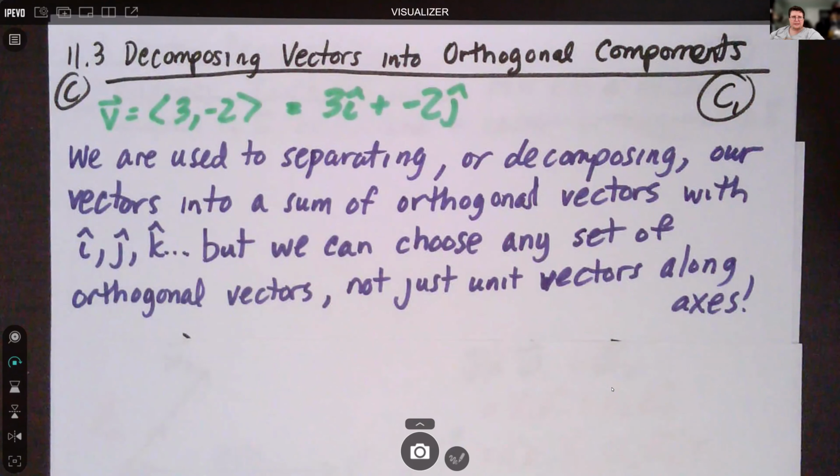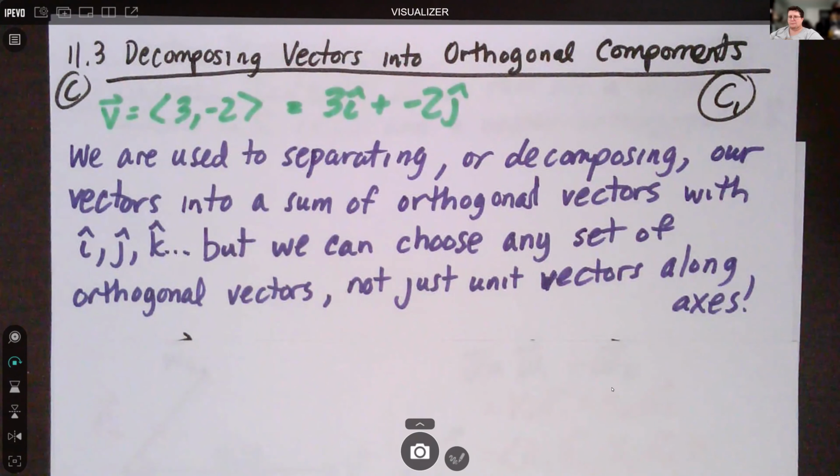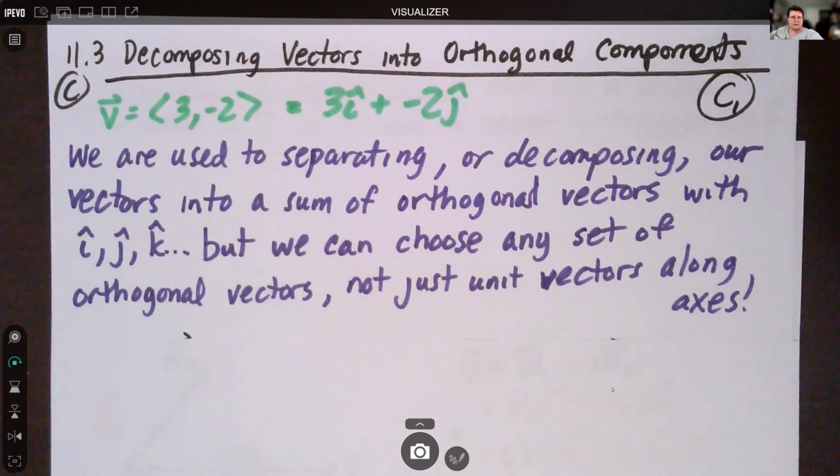Hey, everybody, let's continue on 11.3 for calculus. 11.3 is on dot product. Here we're looking at decomposing vectors into orthogonal components. Now, we've done this in a previous section.